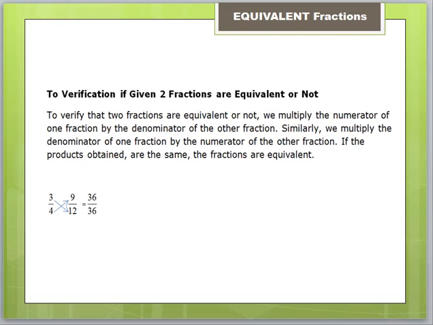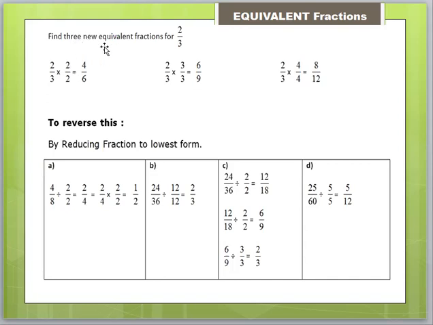So once again, just have a glance. We got equivalent fractions by multiplying the same number in numerator and denominator. And to reverse this to a reduced form, the lowest form, you can say, we will divide by the same number in numerator and denominator. So this is how we find new equivalent fractions and also reverse them to the lowest form.